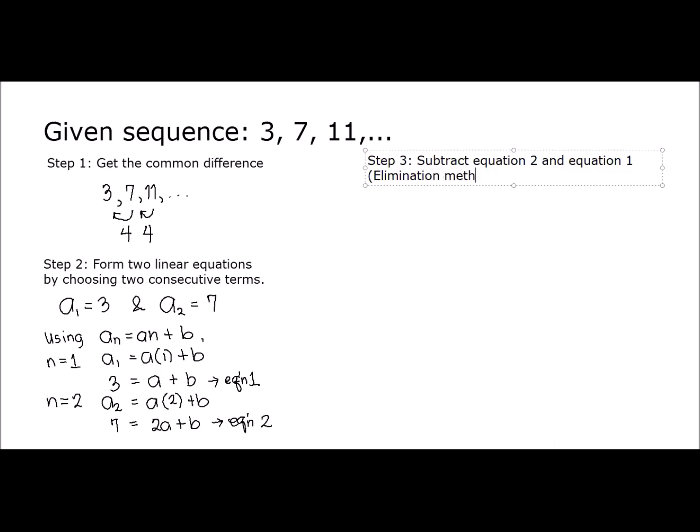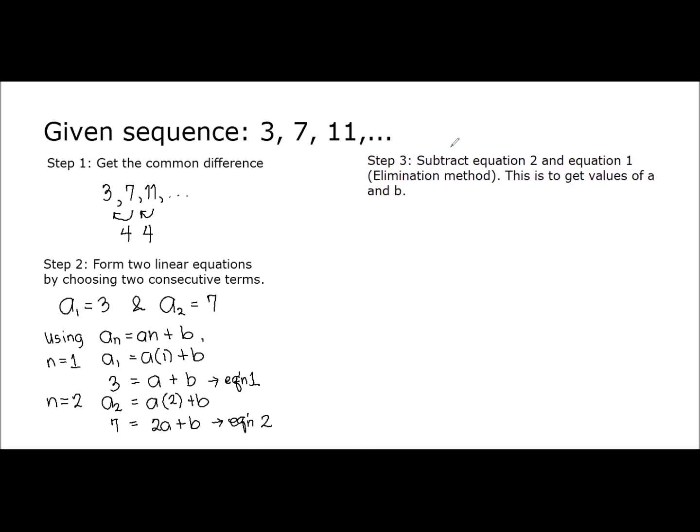Why did I have equation 2 first? Because it has a greater value, so that you will not be confused by having negatives. So again, step 3, subtract equation 2 and equation 1. That is the elimination method. This is to get the values of a and b.